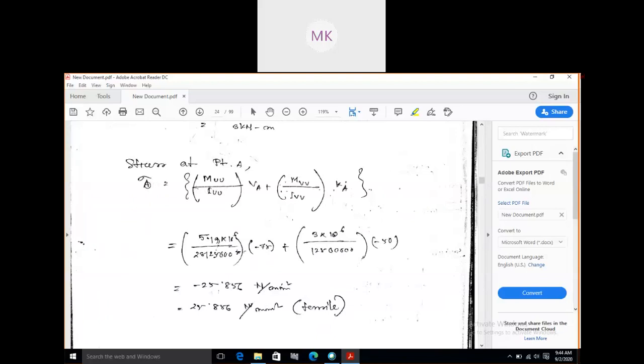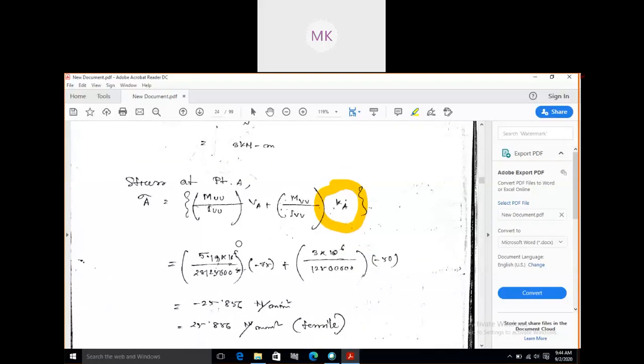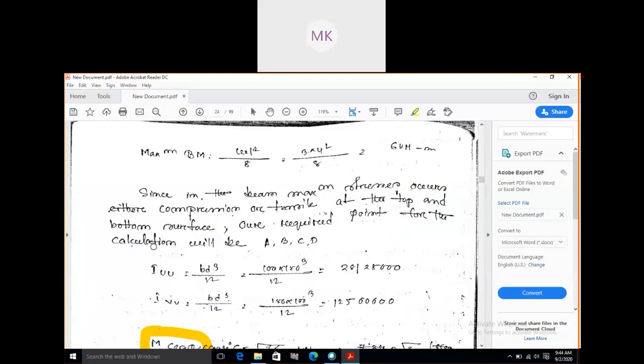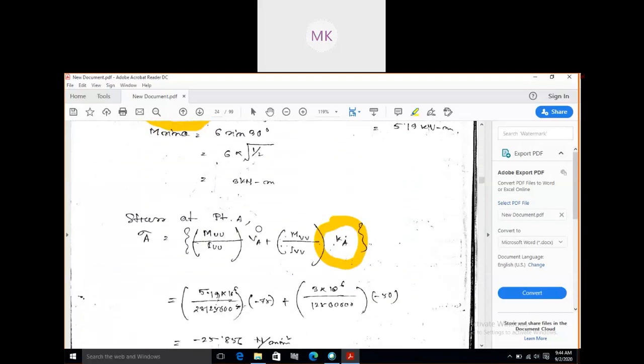Sigma equals M_u by I_u into V_A, plus M_v by I_v into U_A. This is U_A. So everything we know now. M_u we have already found, I_uu we have already found. Just put these values. For this V and for this U, remember this.